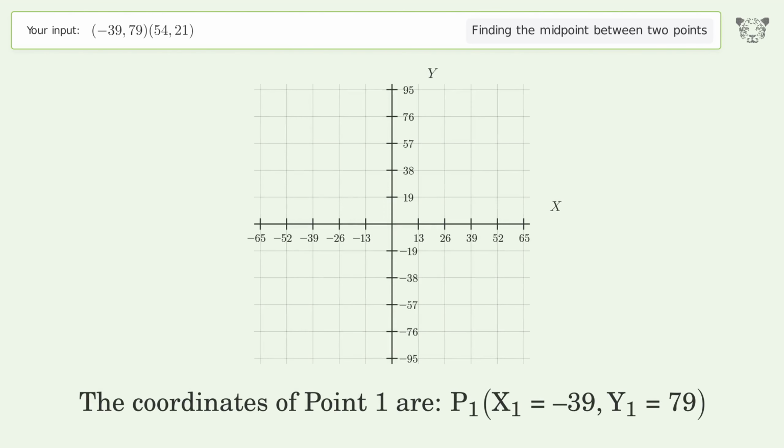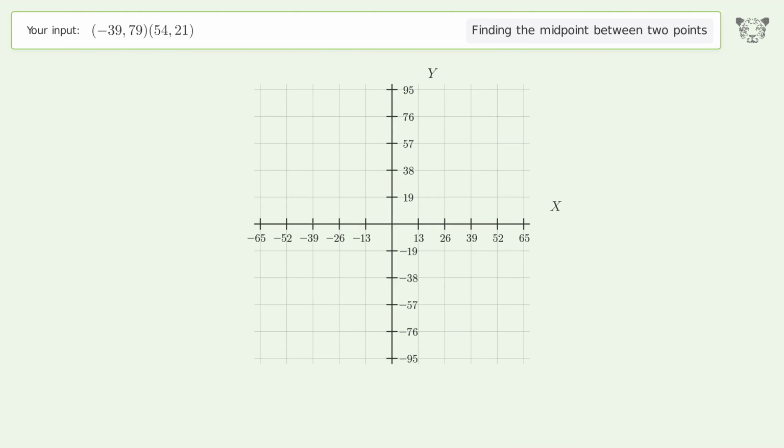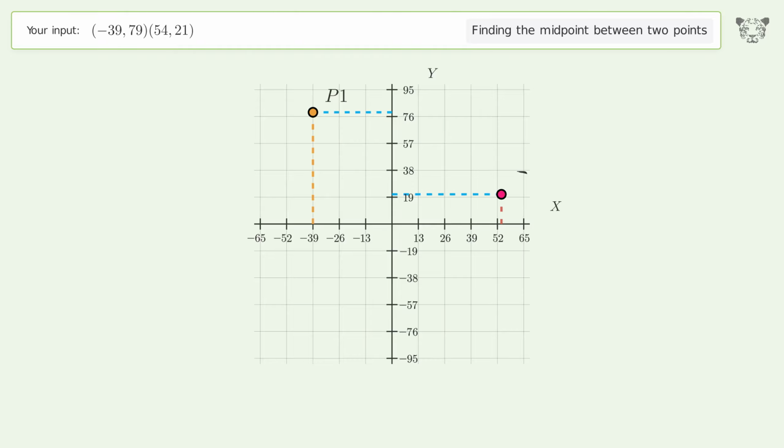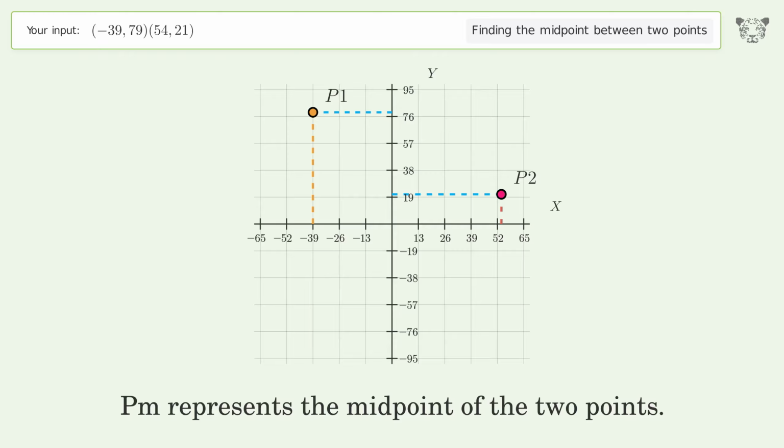The coordinates of point 1 are x1 equals -39, y1 equals 79. The coordinates of point 2 are x2 equals 54, y2 equals 21. PM represents the midpoint of the 2 points.